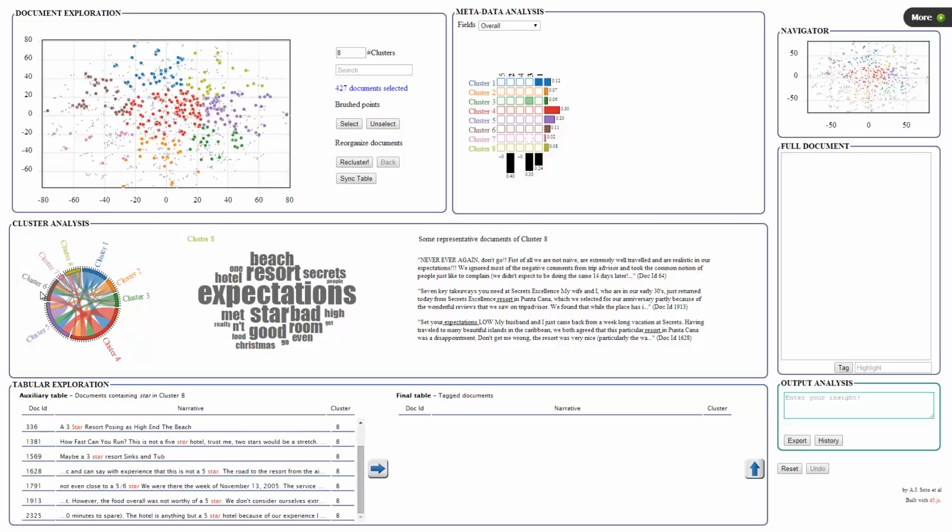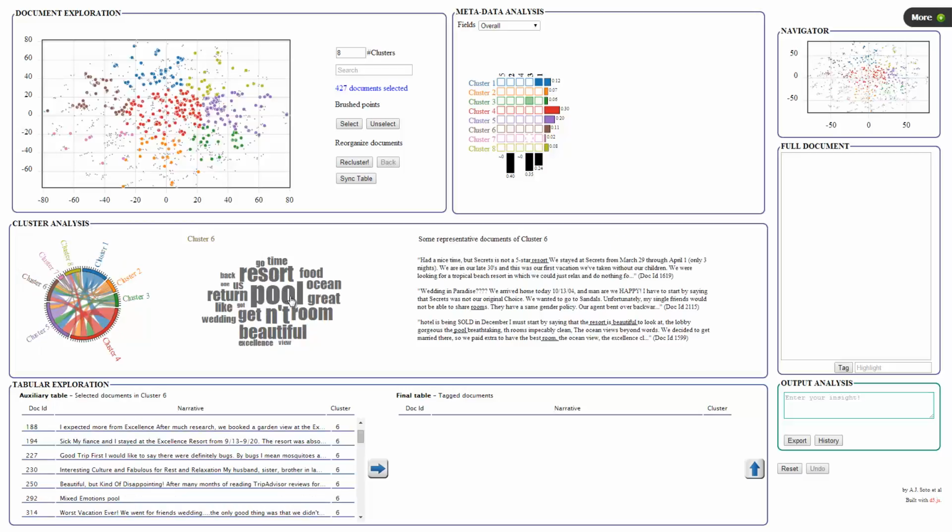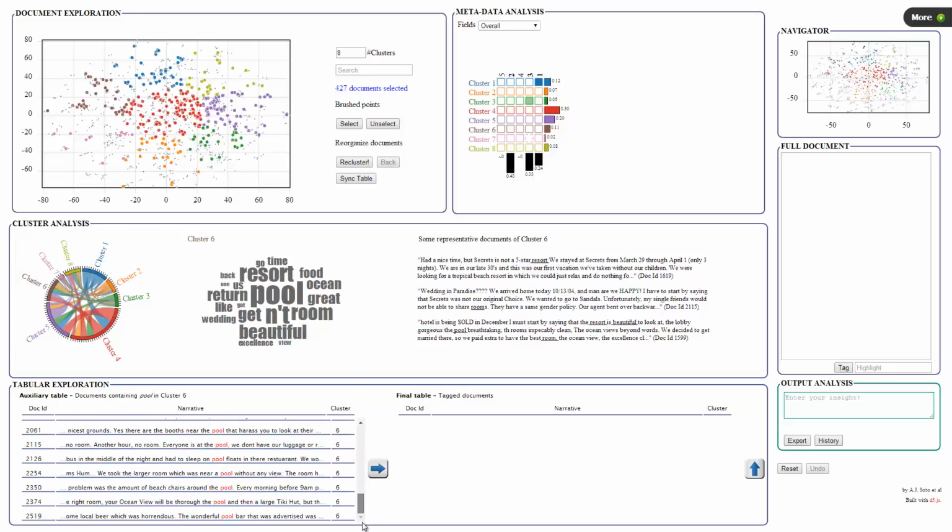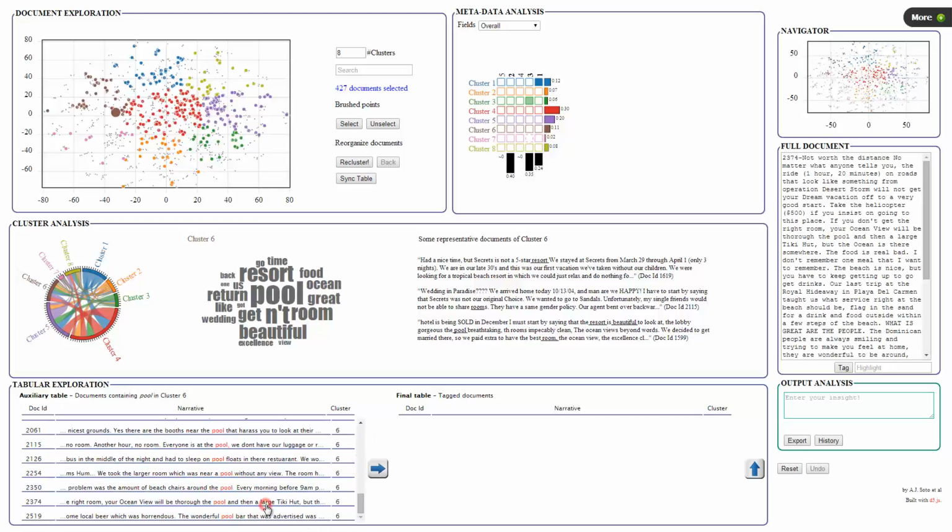Although we review the clusters very briefly based on the keywords, further investigation is needed in each cluster to better understand what they are about. For instance, Cluster 6 doesn't say negative things about the pool, but persons say that the room was facing the pool instead of the ocean.